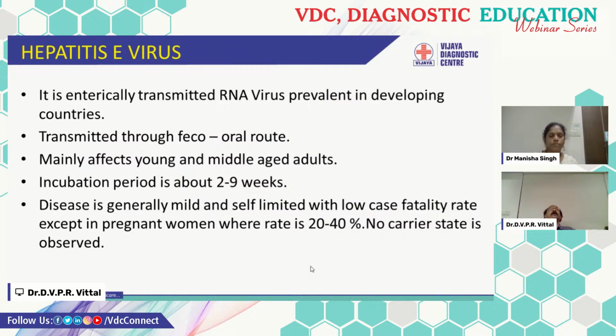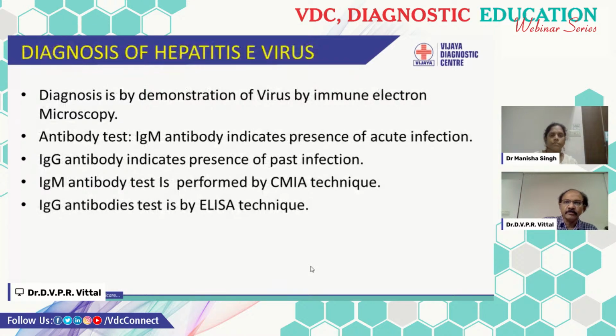The reason for the hepatitis E viral infection being more severe in pregnant women is thought to be due to the hormonal changes as well as the immunological changes seen in pregnant women. That may be the reason why pregnant women have more case fatality as well as mortality rate. Now, again, in this infection, there are no carrier states observed.